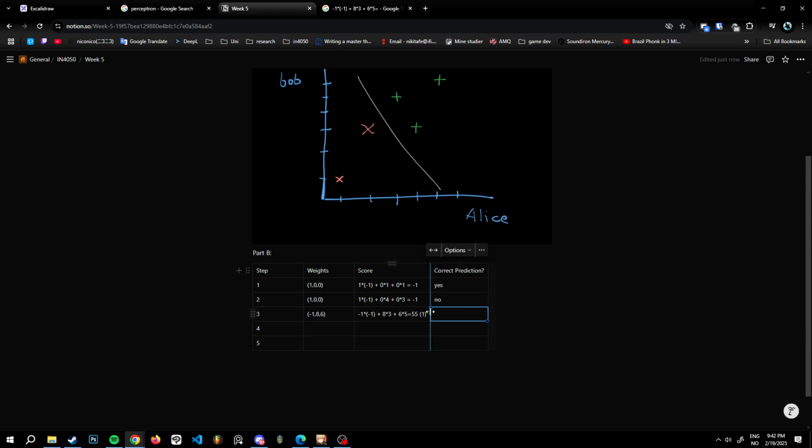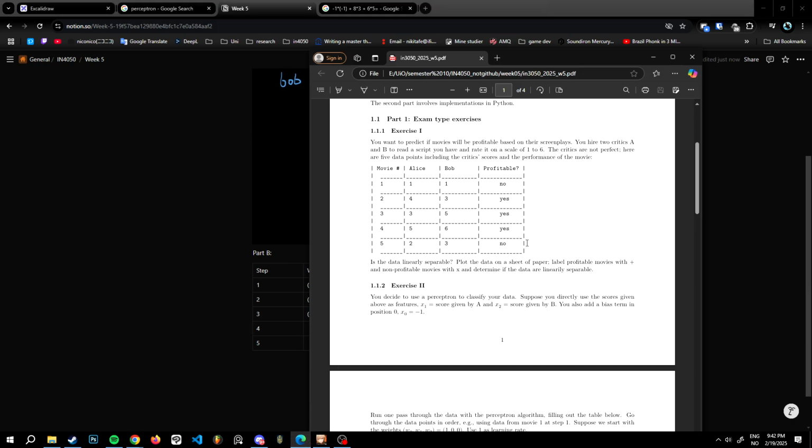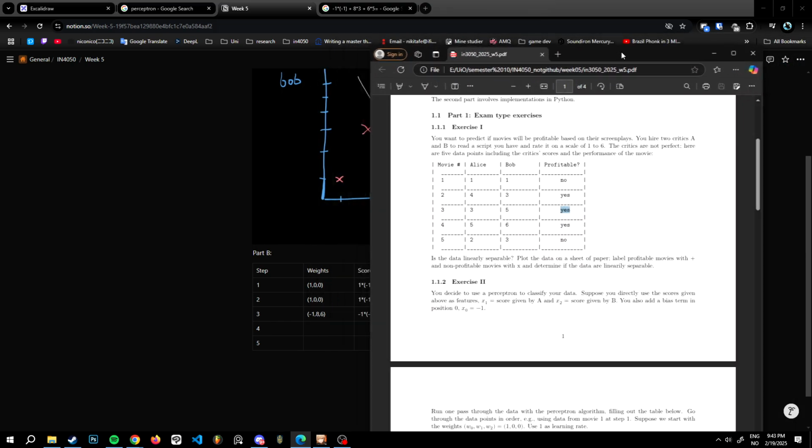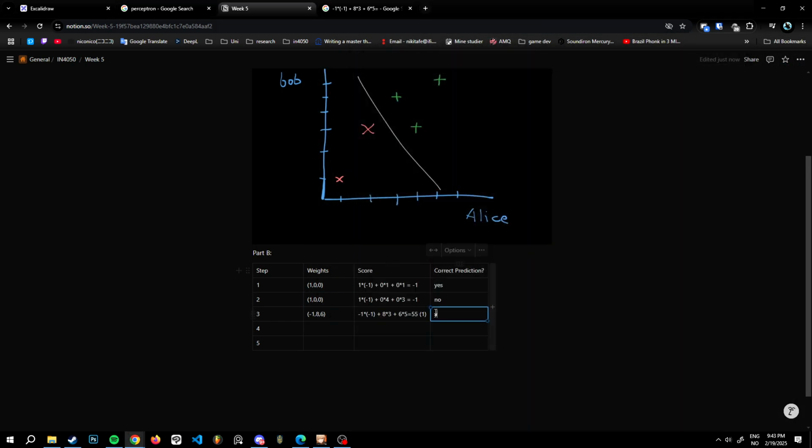Is 1 the correct prediction? What was 1, guys? 1 was that it was profitable, right? And -1 on the other side, it's not profitable, right? And is it profitable? Let's look at it. Yes, the reality is that it's profitable. And what do we do when it guessed correctly? We do not change the value of the weights. So the value of the weights stays completely the same. And I'm thinking you get the memo by now.